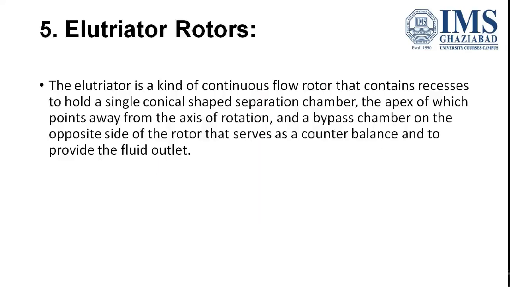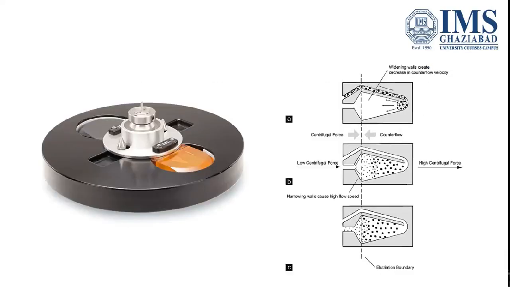Coming to the elutriator type of rotors, these are continuous flow type of rotors in which there is a conical shaped chamber and there is a bypass chamber on the opposite side of the rotor that serves as a counterbalance to provide the fluid outlet. For example, here you can see how the separation is taking place. This is the direction in which the centrifugal force is applied, and this is the direction in which the sample will flow. So in this type of chamber, the centrifugal force is quite low here, whereas at the apex portion, it is very high.